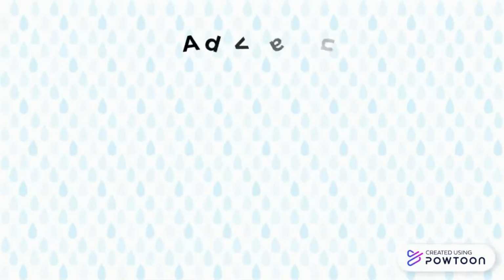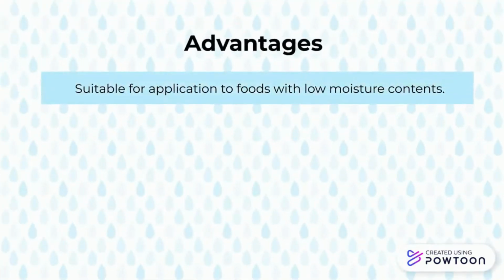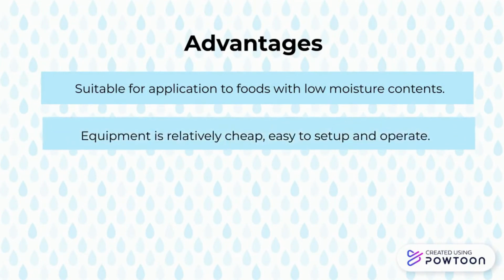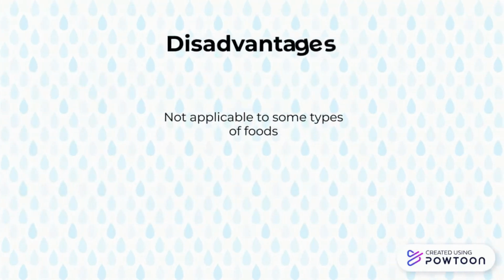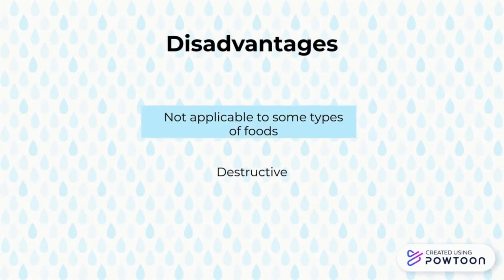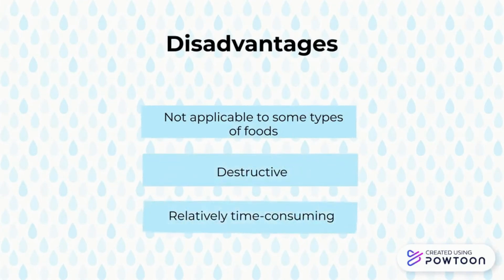The advantages of the distillation method are: it is suitable for application to foods with low moisture contents, the equipment is relatively cheap, easy to set up and operate, and it is suitable for application to foods containing volatile oils such as herbs or spices, since the oils remain dissolved in the organic solvent and therefore do not interfere with the measurement of the water. However, this method is not applicable to some types of foods. It is also destructive and relatively time-consuming.